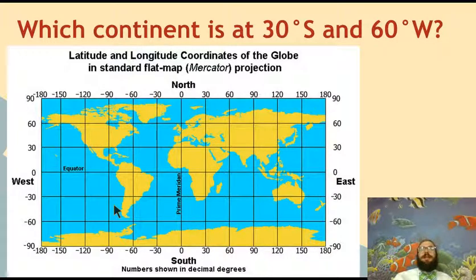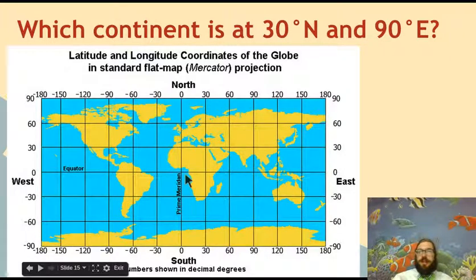Now, let's try. Which continent is at 30 degrees south and 60 degrees west? So you should go 30 degrees south and go 60 degrees west, and that leaves us in South America. Try another one. 30 degrees north and 90 degrees east. I go 30 degrees north and I go 90 degrees east. 30, 60, 90. And that leaves me right smack dab in the middle of Asia.